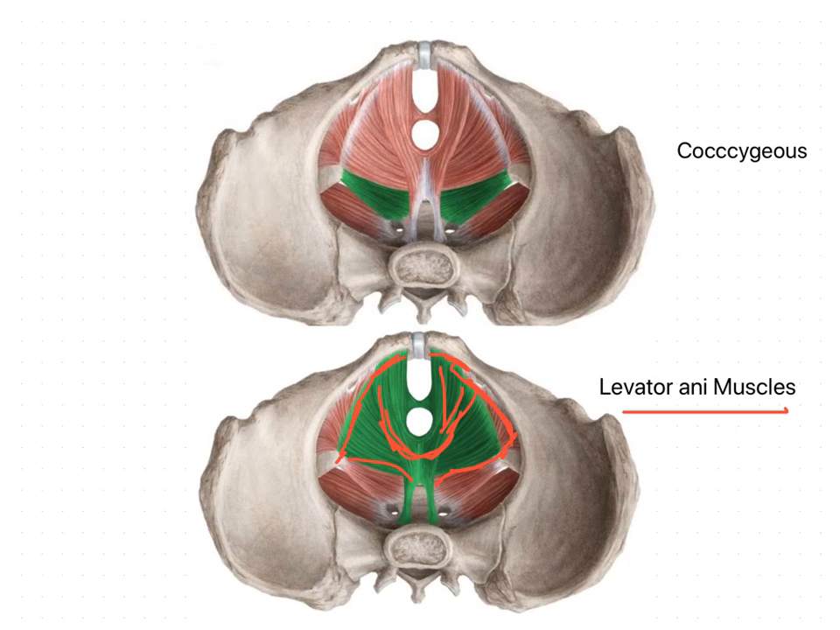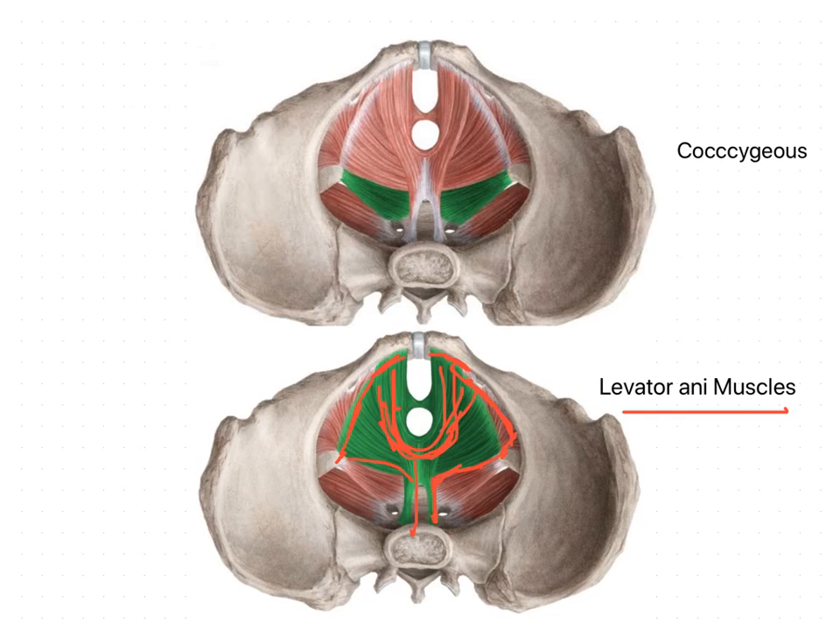So they form the puborectalis muscle. They merge with the internal and external sphincters of the anal canal to form the anorectal ring. Okay, the most posterior fibers are attached to the coccyx and to a fibrous band called the anococcygeal ligament.